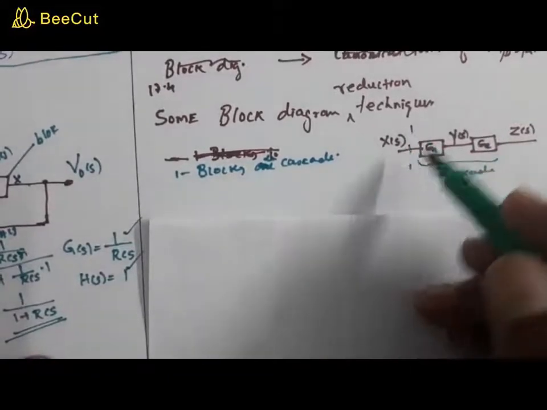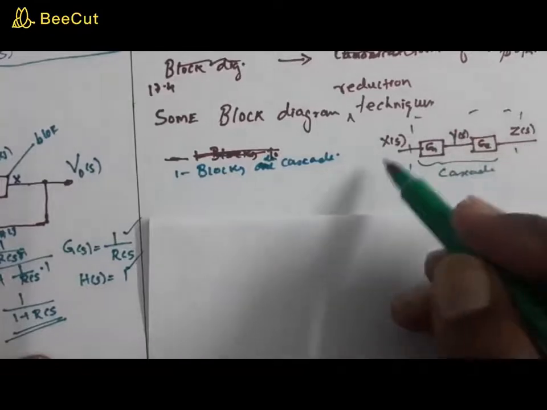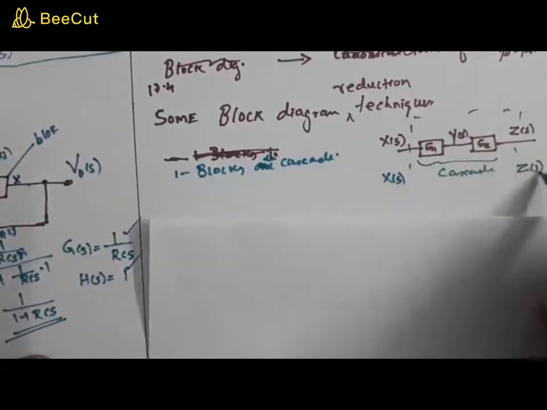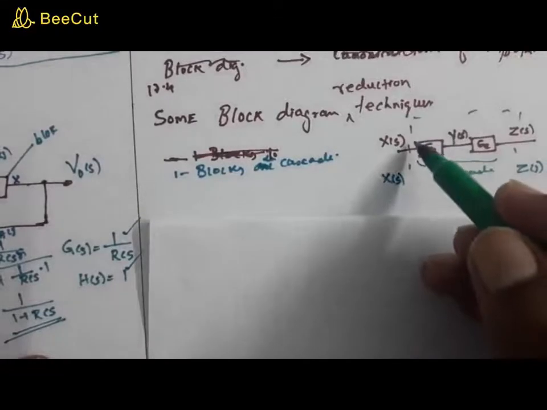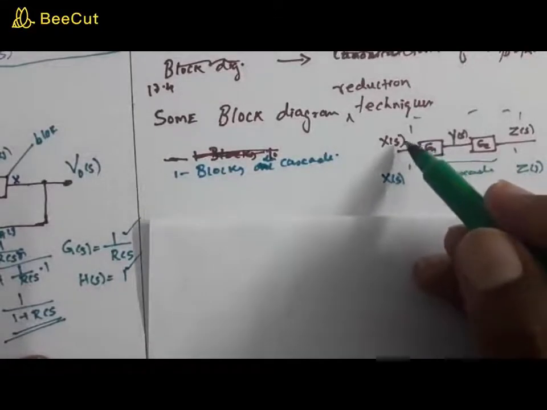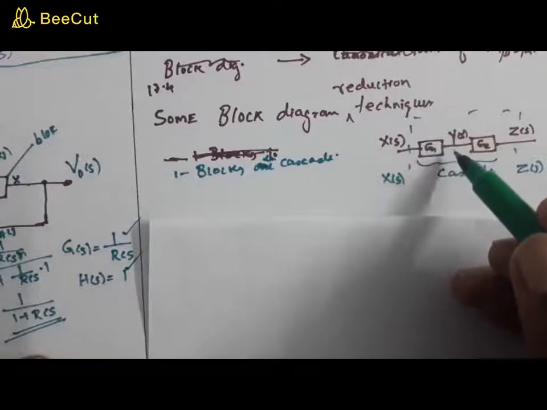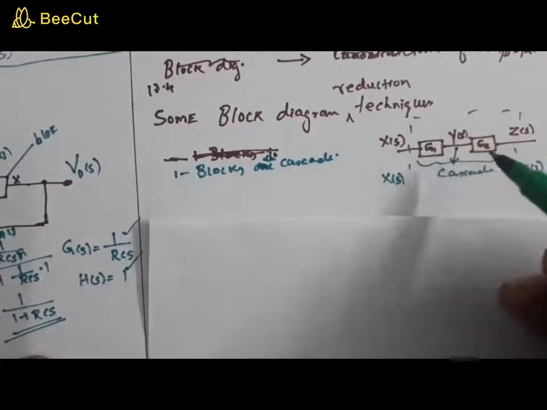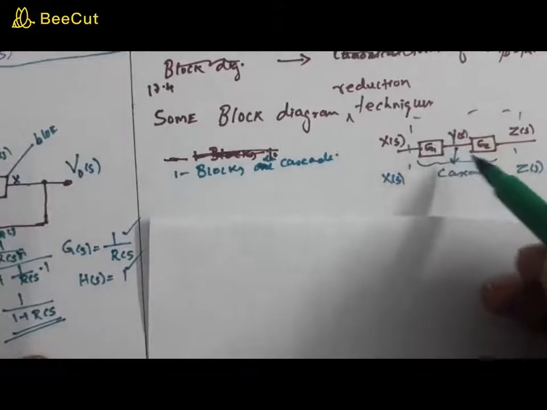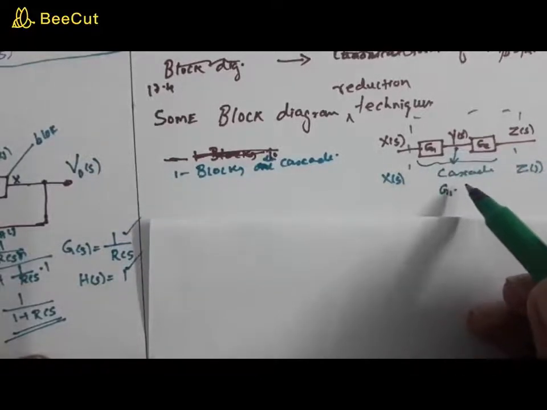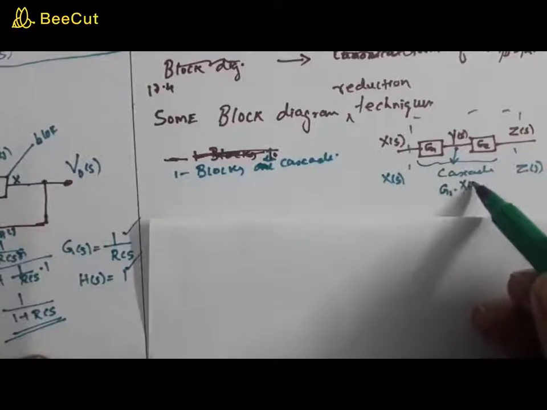The overall input is x of s, and the overall output is z of s. Now let us see. Say, for example, if this x of s is your input and g1 of s is your transfer function, then what will be your y of s? Y of s will be g1 into x of s, right?